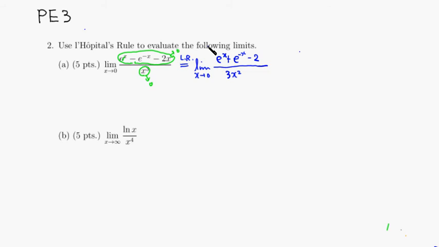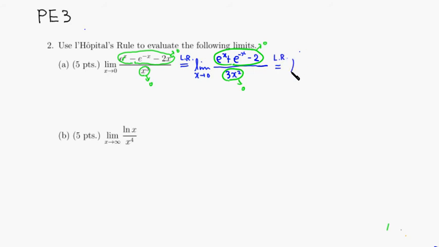Alright, so plug in 0 again. The denominator goes to 0. And here e to the 0 is 1 plus another e to the 0, 1 plus 1 minus 2. So again, this goes to 0. So we can apply another L'Hopital's rule.